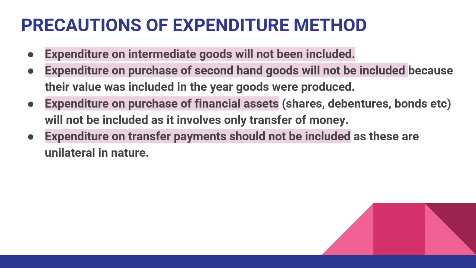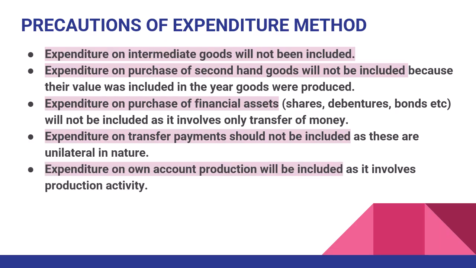Expenditure on own account production will be included. Now what is own account production? Where you are producing goods for self-consumption instead of for sale in the market. तो हमने मार्केट में सेल करने के लिए प्रोड्यूस नहीं किया, सेल्फ कंजम्पशन के लिए प्रोड्यूस किया. फॉर एग्जाम्पल, farmer is having a small piece of land and he is only able to produce that much wheat which is sufficient for his family consumption. So instead of selling his wheat in the market, he is using it for family's consumption. So the value of that production will be included because it is involving the production of goods and services.